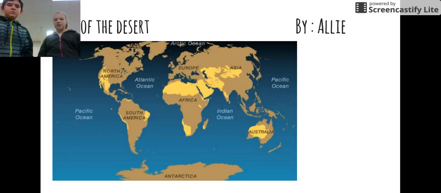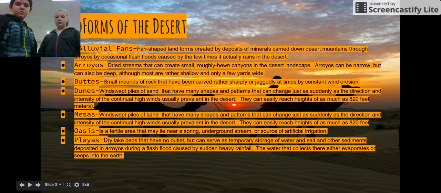Maps of the Desert by Allie. Landforms of the Desert.